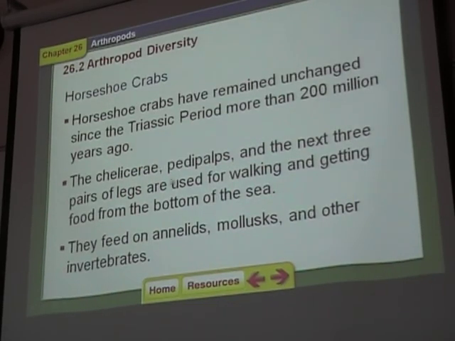Finally, horseshoe crabs. Horseshoe crabs have remained unchanged since the Triassic period, more than 200 million years ago. Chelicerae, pedipalps, and the next 3 pairs of legs are used for walking and getting food from the bottom of the sea. They feed on annelids, mollusks, and other invertebrates.